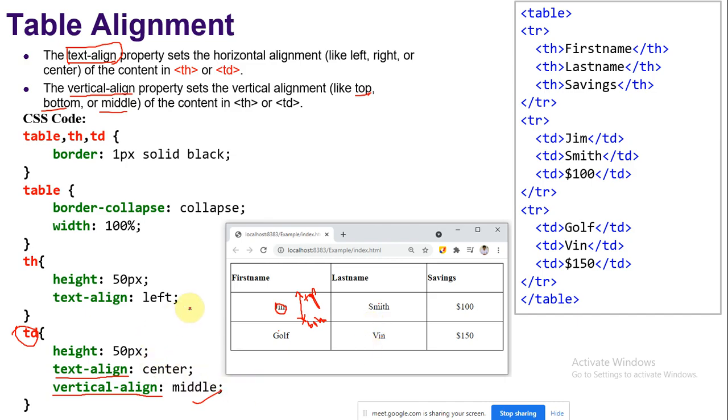You can apply them to TD or TH. For example, for TH here you can see I have applied text-align left. By default, TH has center alignment. Default alignment is center. Now using this text-align, it is changed to left. We are able to change it to the left side. So this is one more property, table alignment: text-align and vertical-align.